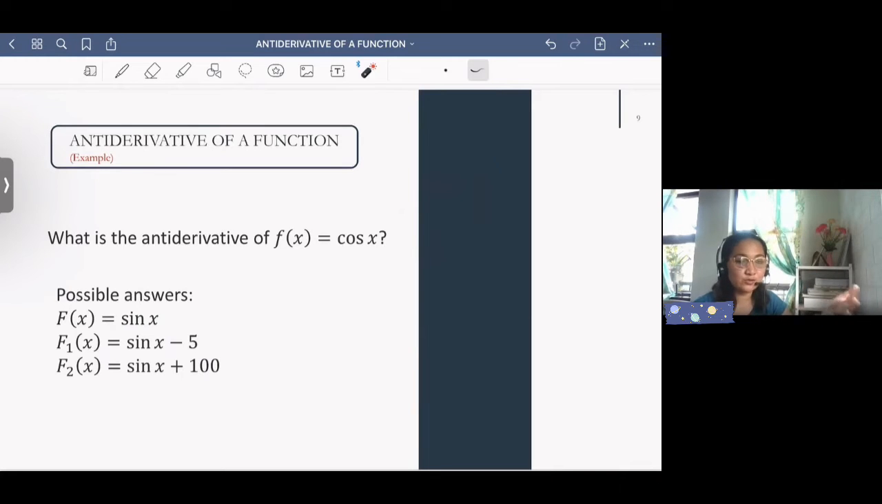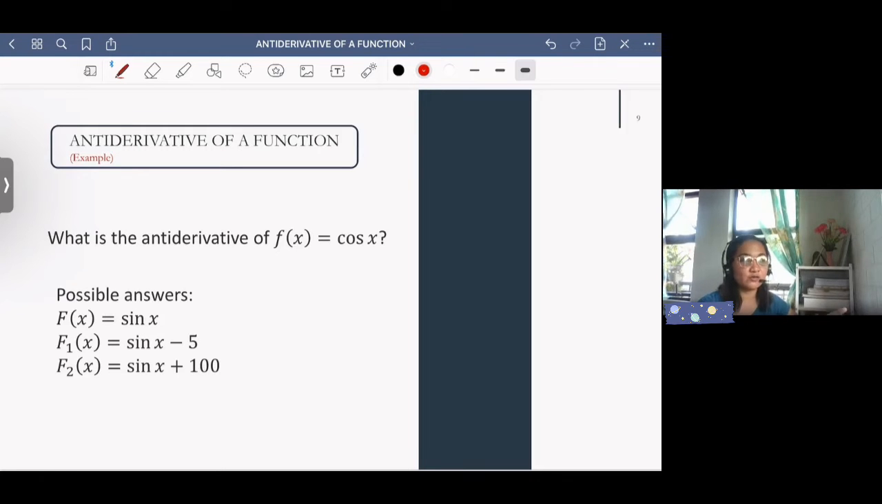Do we expect to have different answers when we are dealing with antiderivatives of a function? The answer is no. We can actually have a way of representing our answers as one, and that is where the concept of the general antiderivative comes in. We say that the general antiderivative of a function is the general way of representing all possible antiderivatives of a function. So for instance, we are given small f of x equals cosine x.